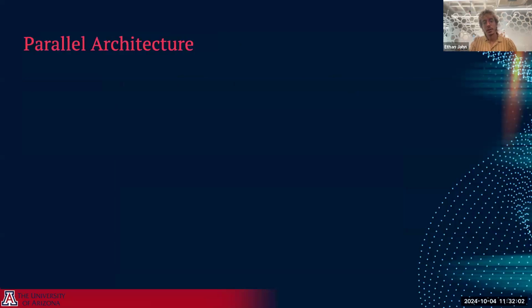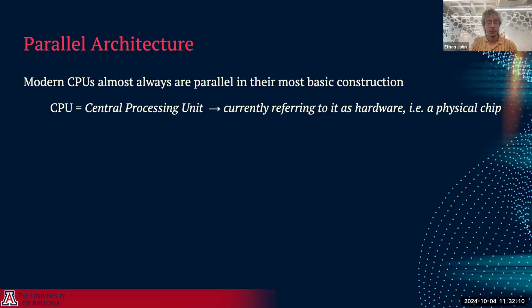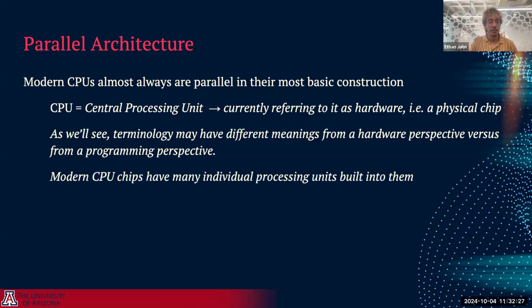So parallel architecture, there's a few different ways of achieving parallelism. Modern CPUs are almost always parallel in their most basic construction, as we talked about. CPU, central processing unit, referring to it as hardware, i.e. some type of physical chip in the computer. As we'll see, terminology might have different meanings from a hardware perspective versus a programming perspective. That's something to keep in mind.